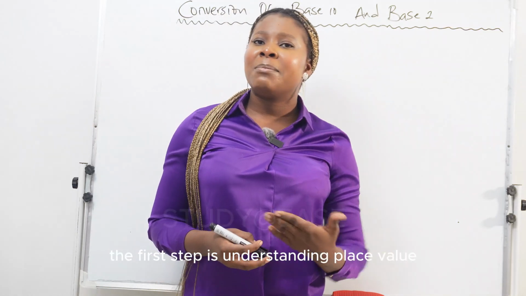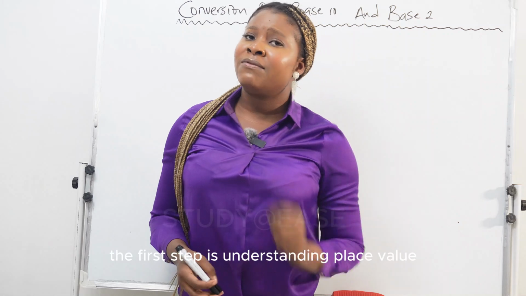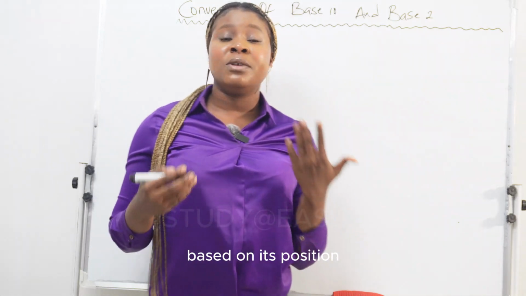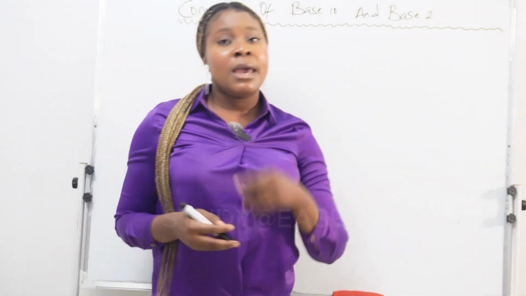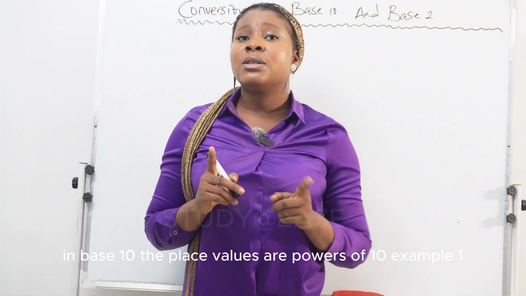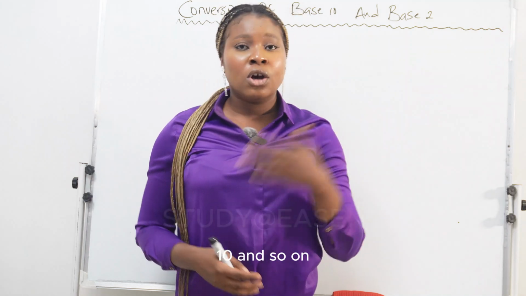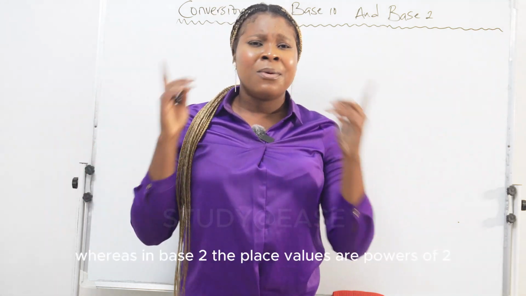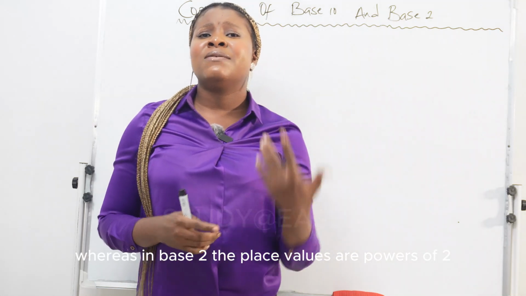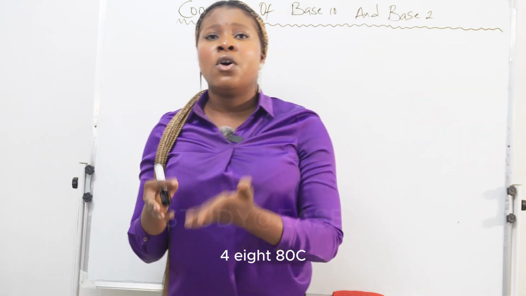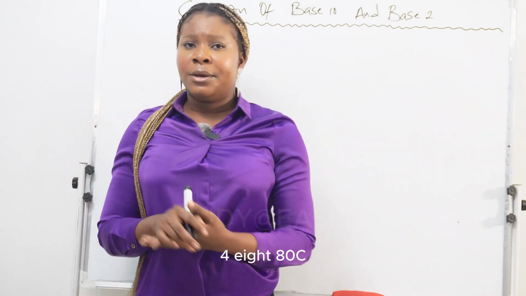The first step is understanding place value. Each digit in a number has a place value based on its position. In BASE10, the place values are powers of 10. Example: 1, 10, 100, and so on. Whereas in BASE2, the place values are powers of 2. Example: 1, 2, 4, 8, etc.